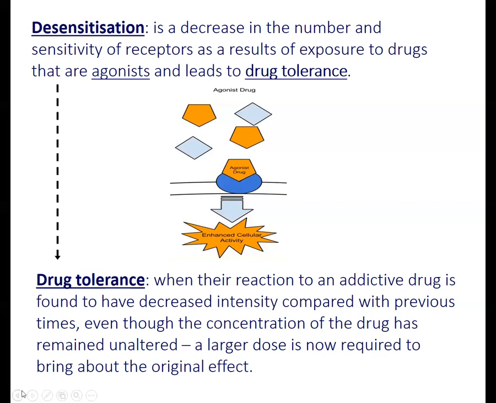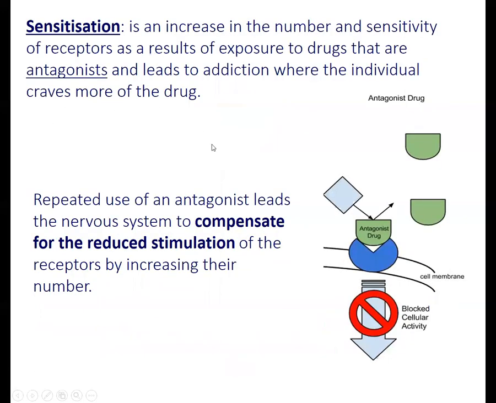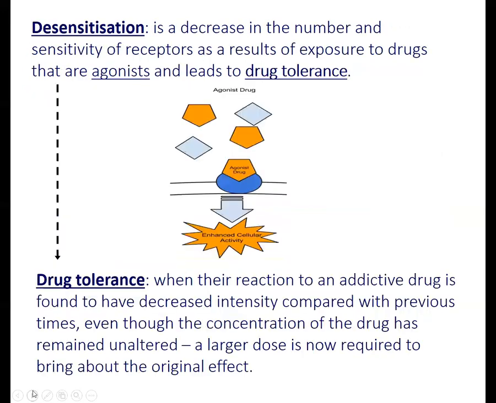So go back, have a look at the two types of drug addiction, one caused by drugs that are agonists and one caused by drugs that are antagonists, and just run through the difference between sensitization and how that adapts the nervous system with more receptors being on the postsynaptic neuron, and they become more sensitive. And with desensitization, the nervous system adapts again, but this time the receptors are reduced and they become less sensitive. And so you need to take more of the drug to get the same effect.